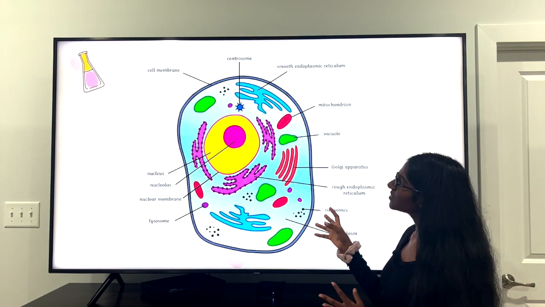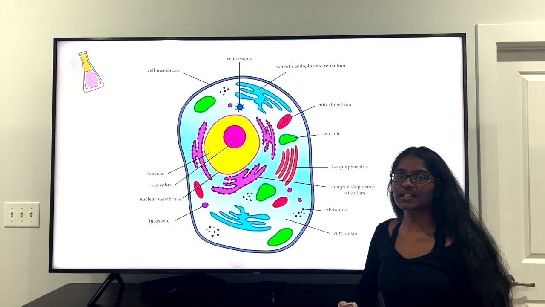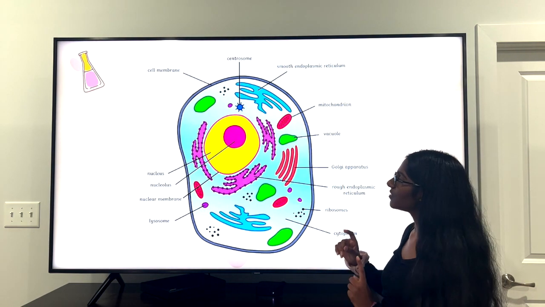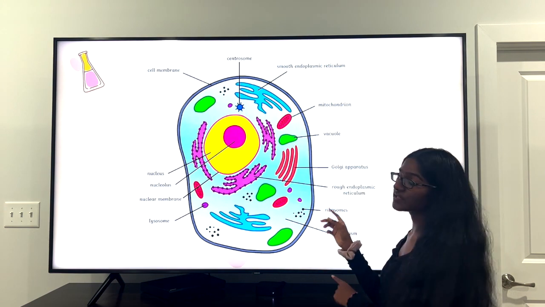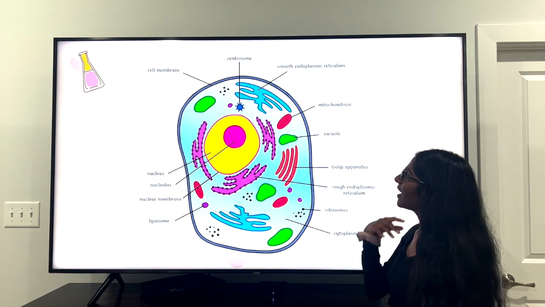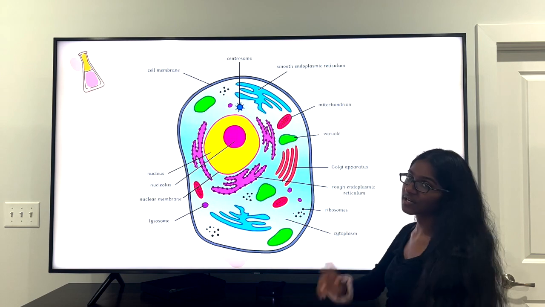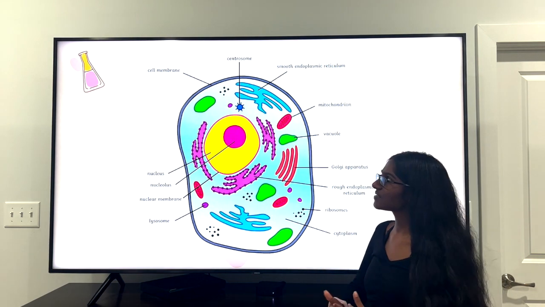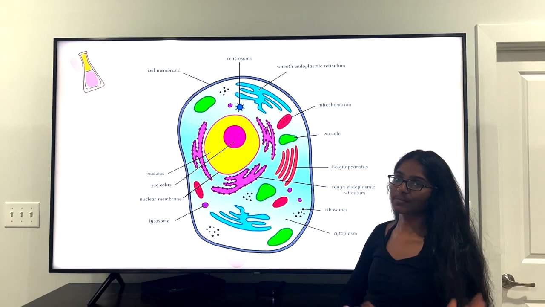So this is a simple diagram of an animal cell, and as you can see, there are some big differences from the plant cell. The first most noticeable one is that there is no cell wall in animal cells, and the vacuole is much smaller than what it is in a plant cell. They also lack chloroplasts as they don't do photosynthesis, and they're also eukaryotic cells, which is similar to plant cells.